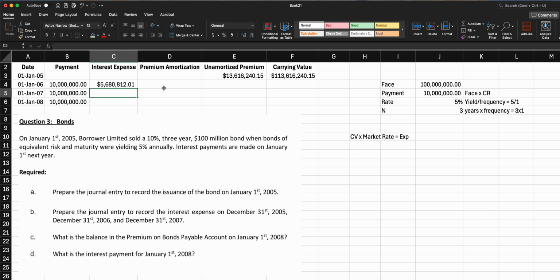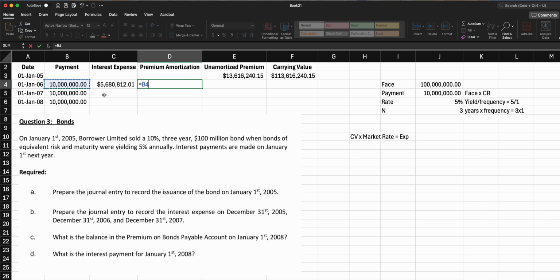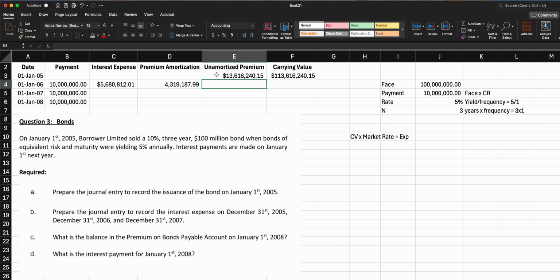And in that first year, I've got an interest expense of 5.6 million. The amortization is the difference between the payment and the interest expense. So we're paying 10 million. 5.6 of that is interest expense. So what's the rest? The remaining 4 million is to repay this premium.